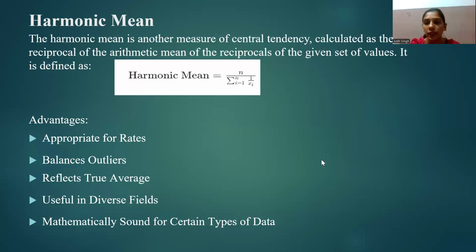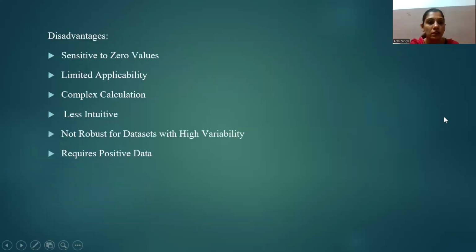Now let's come to the disadvantages of harmonic mean. So the disadvantages of harmonic mean are: it is sensitive to zero value, it is limited in applicability, it is a complex calculation, it is less intuitive, there is no robust code database with higher value, and it requires positive data. So these are basically the disadvantages of harmonic mean. So let's discuss these disadvantages of harmonic mean in detail.